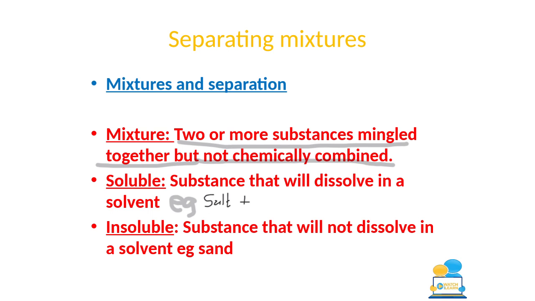So again, we can add this into our mind map. What do we mean by a substance that is soluble? It can dissolve in a liquid. An insoluble substance is a substance that will not dissolve in a solvent, e.g. sand or clay or stones or any number of objects that you might have in your pencil case. If you put your pencil into water, it's not going to dissolve.